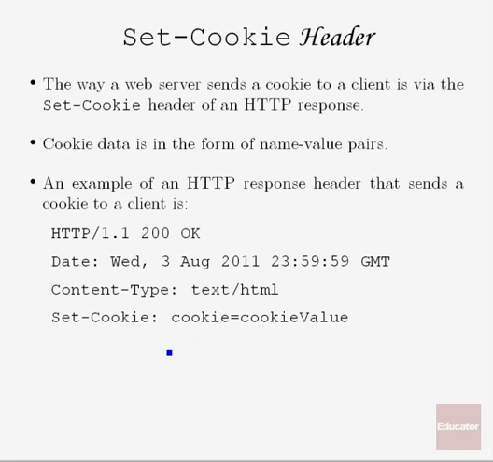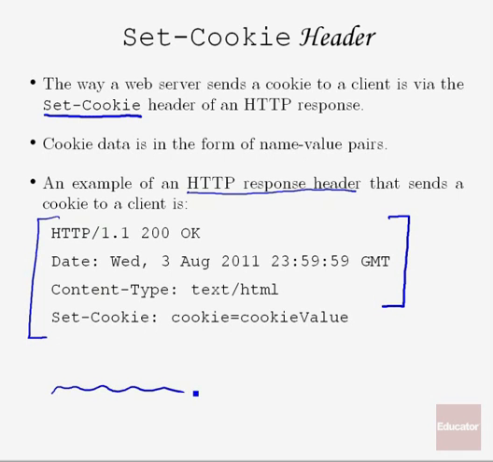The way setting and getting cookies works is through some headers. In particular, there's an HTTP response header called Set-Cookie, which is a way for the web server to send cookie data, a name-value pair, back to the client. Here is an example of an HTTP response header that sends a cookie to the client. We have some typical HTTP response information, and down here you'd have the body of the response, maybe the HTML to represent a shopping cart.